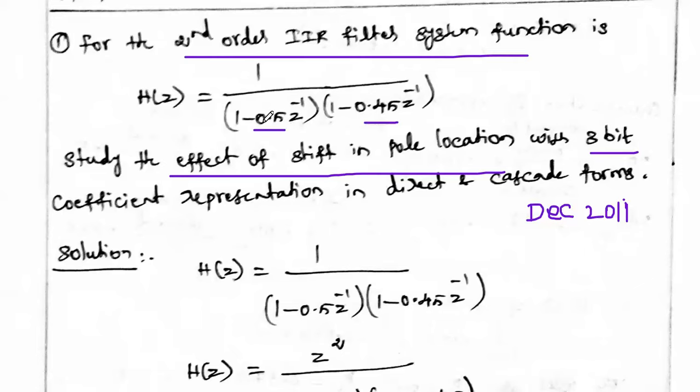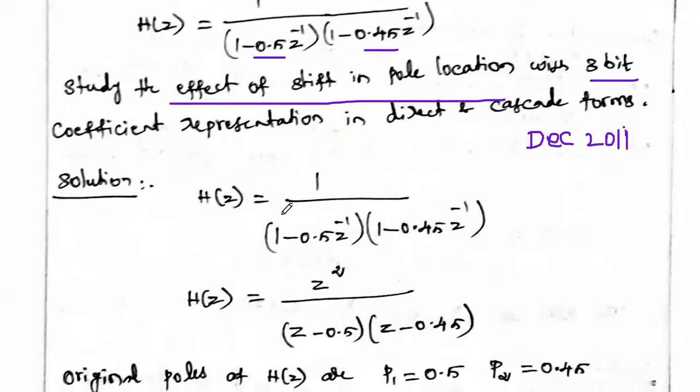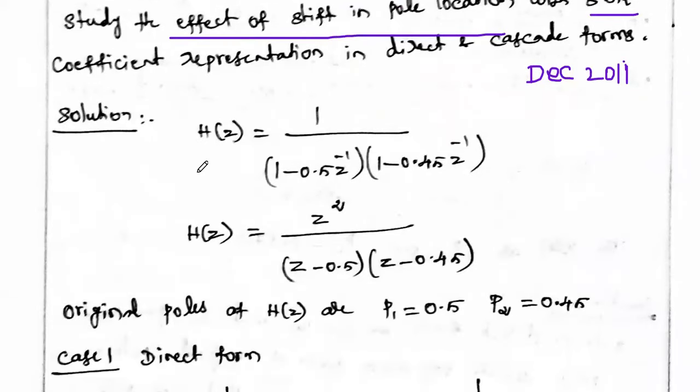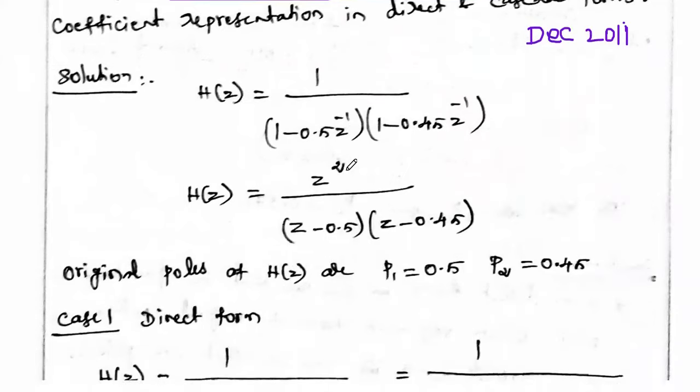Okay, so here you see in this filter, if you are realizing this filter in direct form, what about the shift in pole location? We have to find out. If you are realizing this filter in cascade form, what about the shift in pole location? We have to discuss. Okay, so first one, you just note down the H(z), the given system function, you just write it.